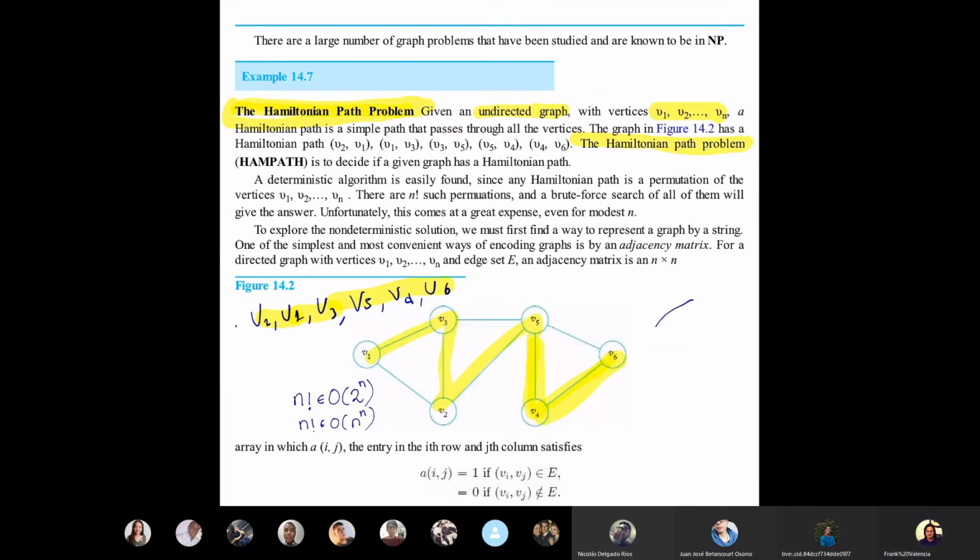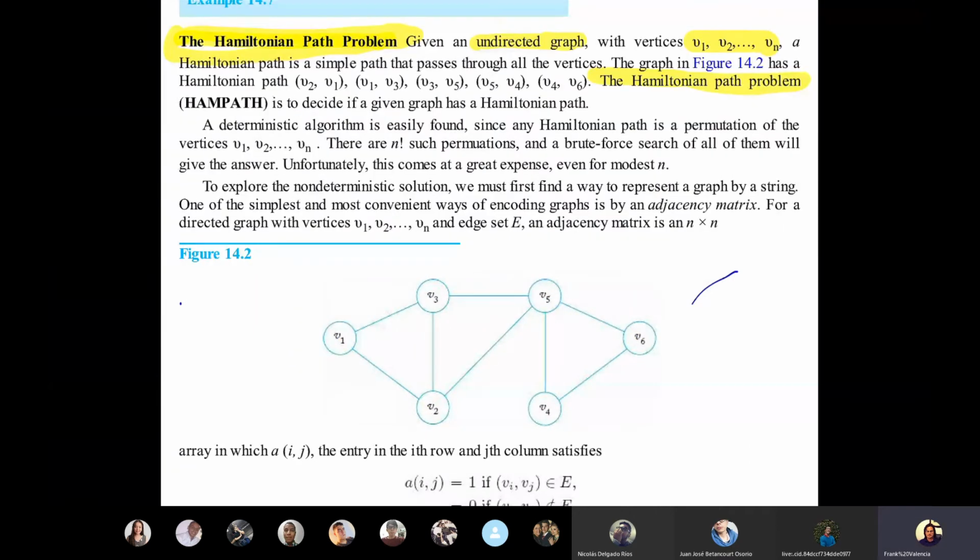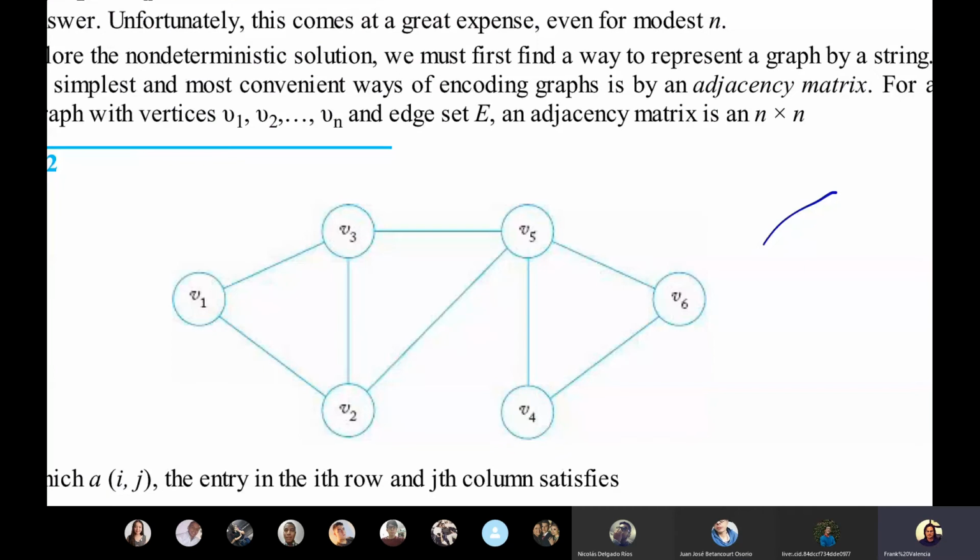So, for example, you are given a graph like this. You need to decide if that graph has a Hamiltonian path. The question is, does this graph have a Hamiltonian path? Nicolás? Sí. No. Sorry. Espérate. No. Sí. No.